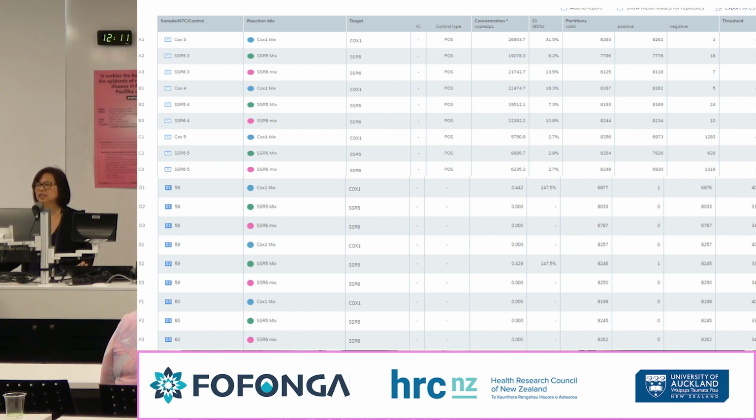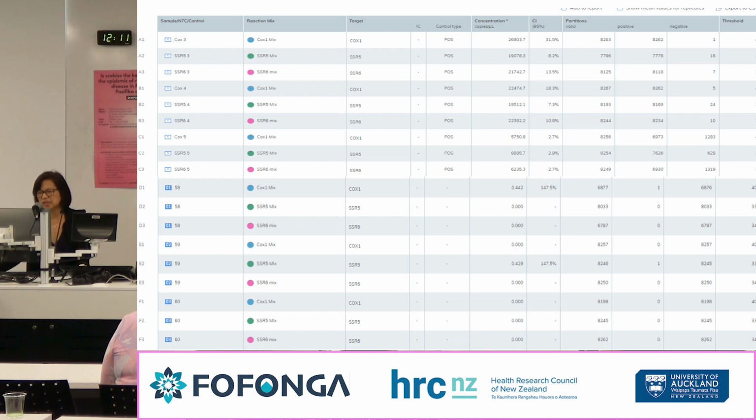And because I've used an 8.5K partition nanoplate here, it tells you if all the partitions are valid. This is synonymous to saying that yes, your assay worked because you are close to 8,500. And these are your positive partitions, and these are your negative partitions. So these are the per well images that are being put in an Excel format. But what you are really interested in here are the copies per microliter.